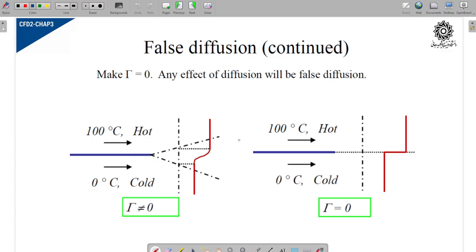Another point on false diffusion. Making gamma equal to zero means we have a pure convection term. Any effect of diffusion will be false diffusion. Okay? If gamma is not equal to zero, it is opposite to zero.